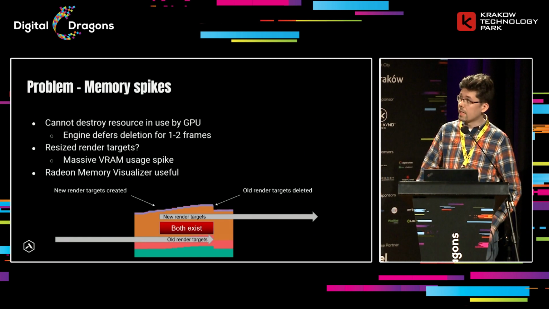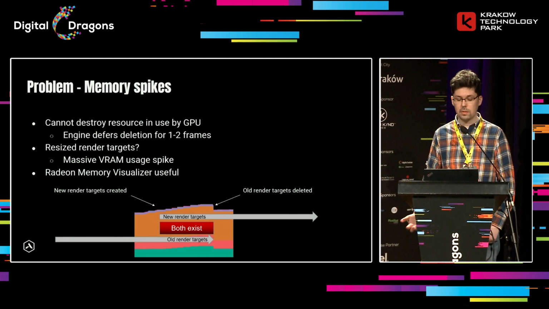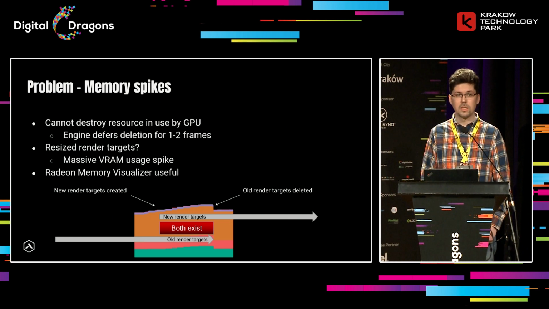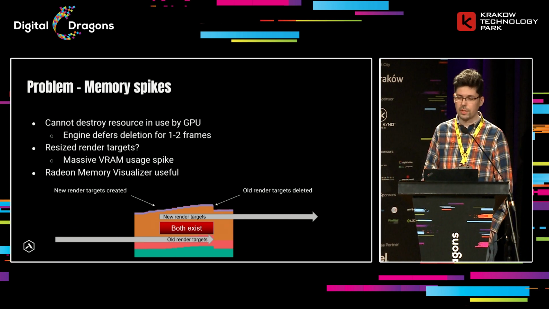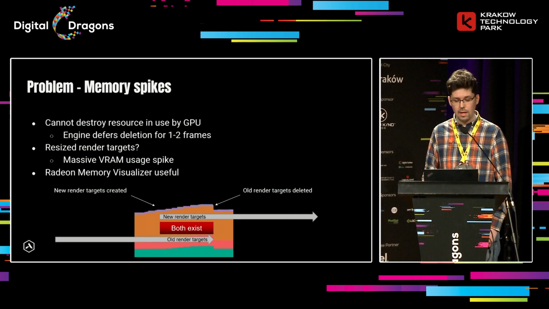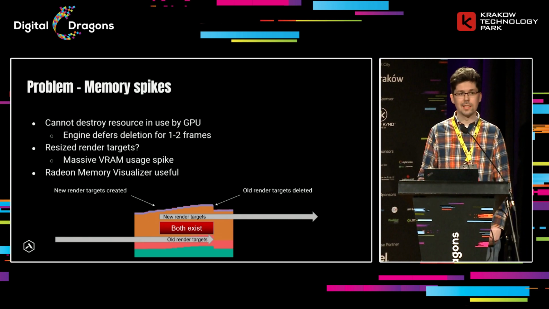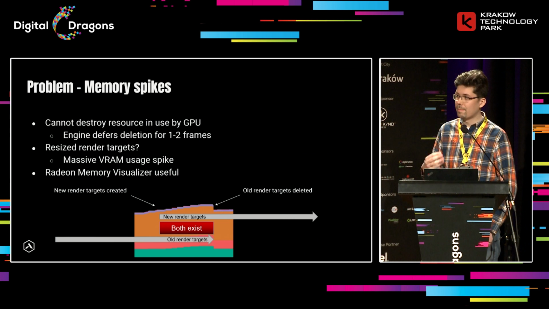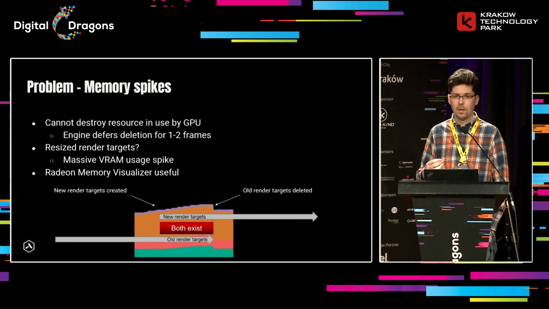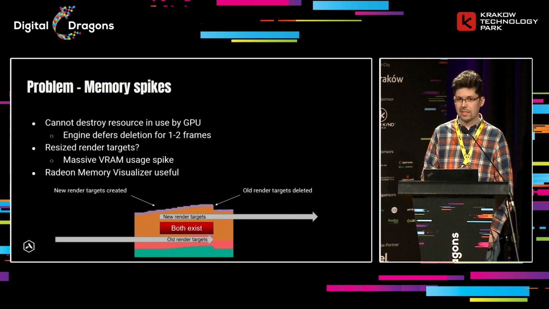So, memory spikes. Since we cannot destroy a resource that is currently in use by the GPU, the usual solution is to defer the deletion for 1 or 2 frames until we're sure that the GPU is done with it. So what happens if we do this logic when we resize our render targets? Well, we end up with a massive VRAM usage spike when we create the new render targets, but we haven't deleted the old ones yet.